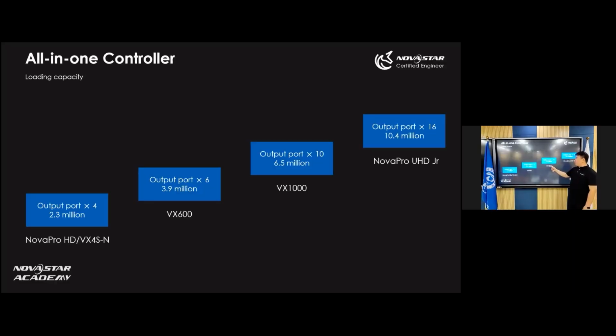By the same principle, the VX1000 has 10 output ports, so the total loading capacity of this model is 6.5 megapixels. For the 4K project, the Nova Pro Junior has 16 output ports, so the total loading capacity is 650,000 pixels multiplied by 16, which is 10.4 megapixels. So the all-in-one controllers meet the market requirements from the 1080p level to the 4K 1K level, then to the 4K 2K level.